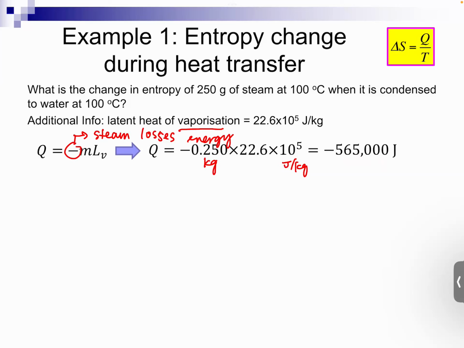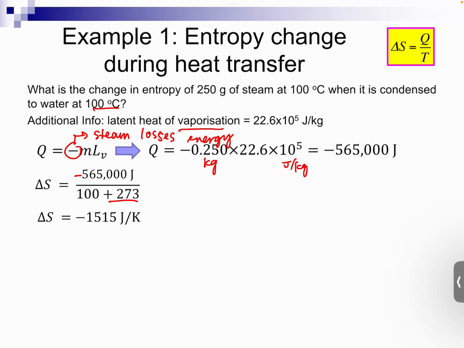And as a result of this energy released by the steam, the entropy, sorry, there should be a negative sign here, the entropy of the steam will change. Okay, and the change in entropy is equal to the amount of heat that's released, negative 565,000 joules, divided by the temperature of the steam. Again, take note, temperatures need to be in Kelvin, and hence you have to add 273 to the Celsius temperature. So you have a negative change in entropy.